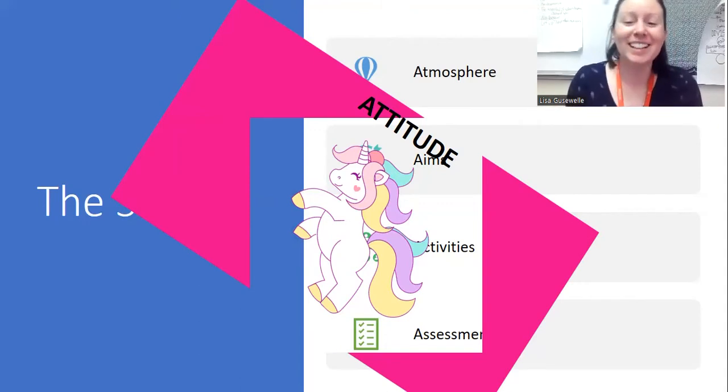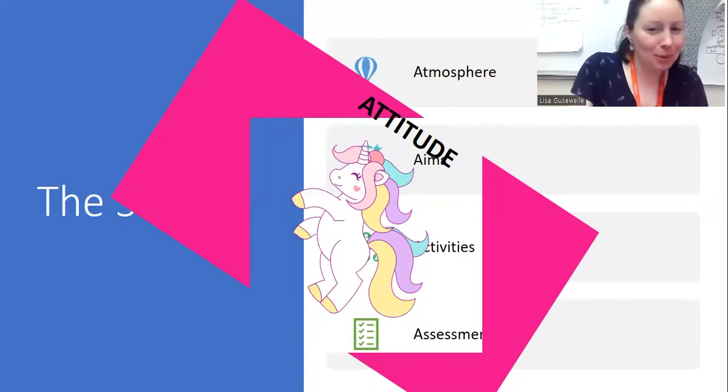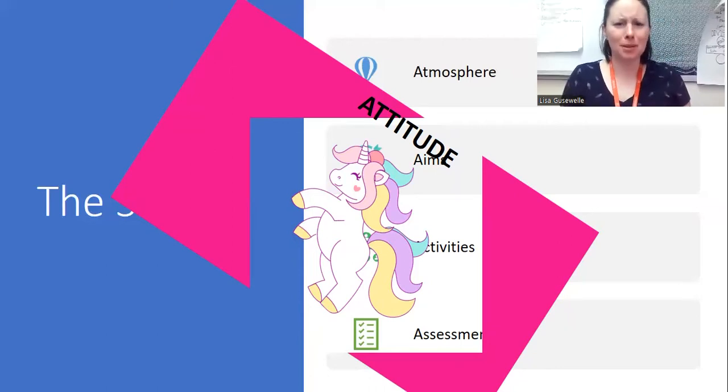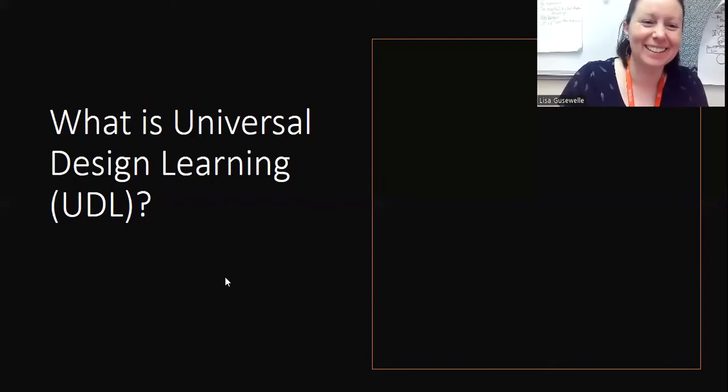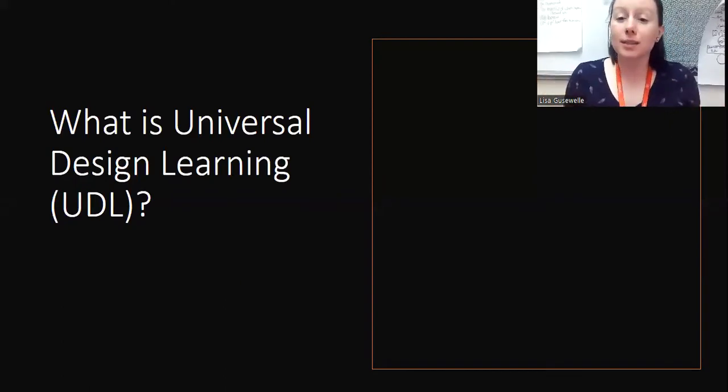So attitude is making sure that you have a growth mindset for universal design for learning, not only as a student, but as a teacher. Maybe figuring out why there's a unicorn appearing on your screen. So let's talk about what it is.